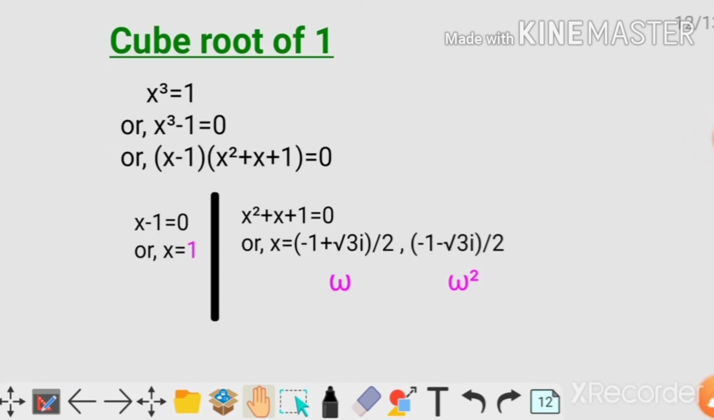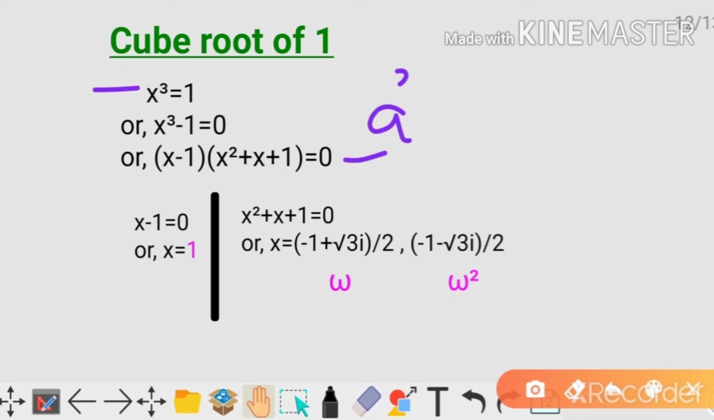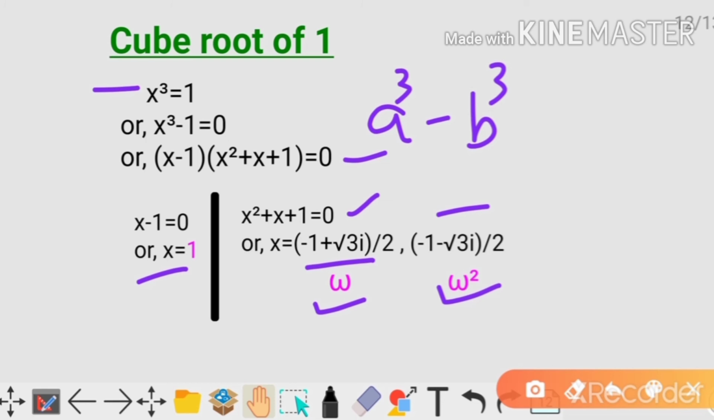Now we are going to find out the cube root of 1. For this we have taken this equation, which is x cube equals 1. If we solve this equation, we will get the cube root of 1. We simply did this step and followed this formula, a cube minus b cube. Then we got three roots: 1, and these two complex roots. We denote this root as omega and this one as omega square, because if we square the first one we will get the second one.